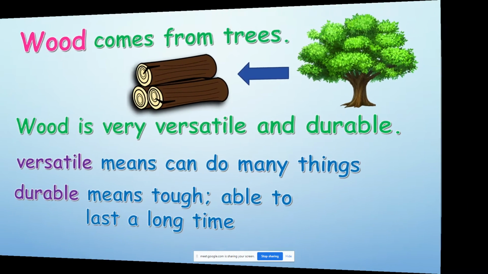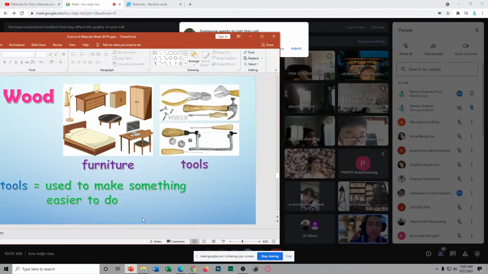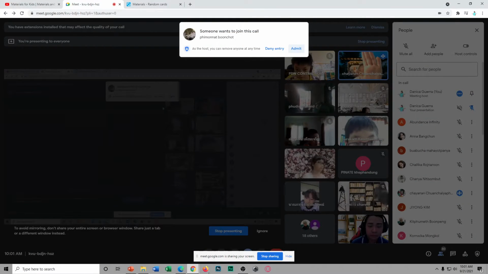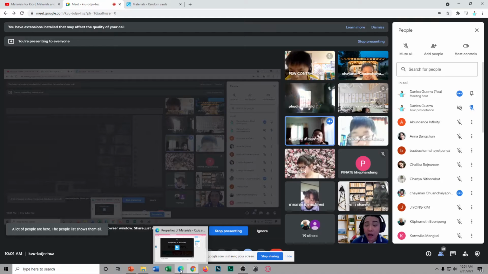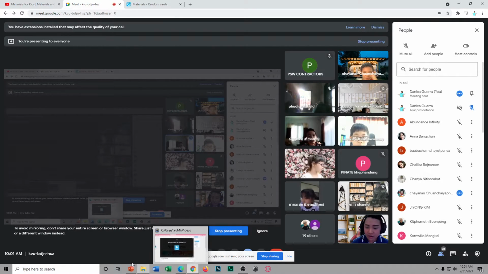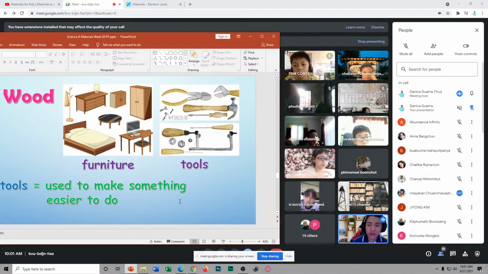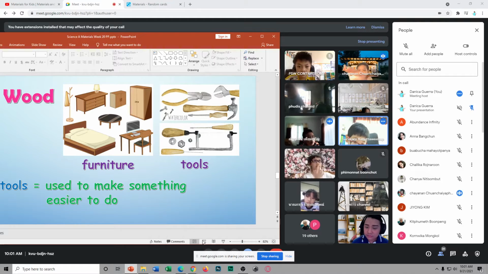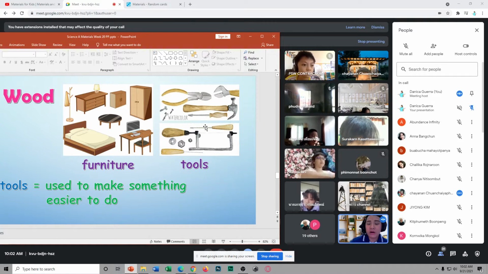Like, for example, what are the different examples of things made of wood? Wood house. Wood house, yes. Chair. Chair. Okay, what else? Bed. Tools. Tools. When you say tools, these are the things used to make something easier to do, just like these things. Some of them have wood. Okay? Although some use plastic and then metal too.